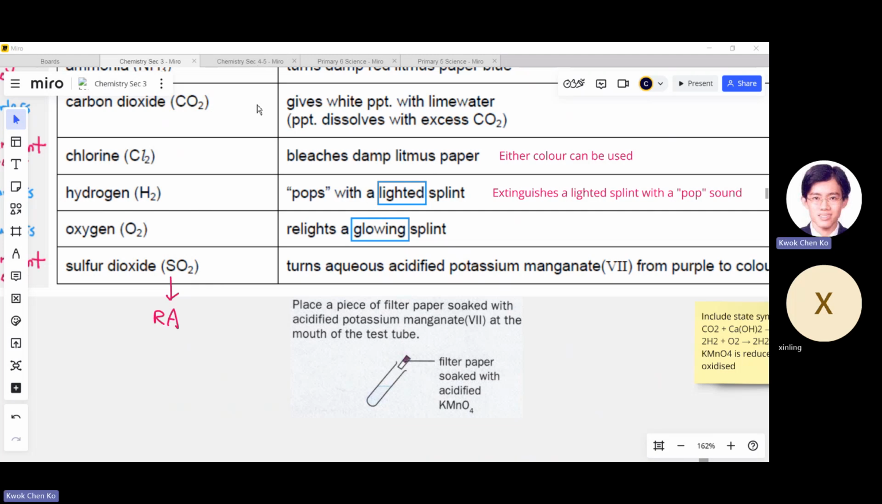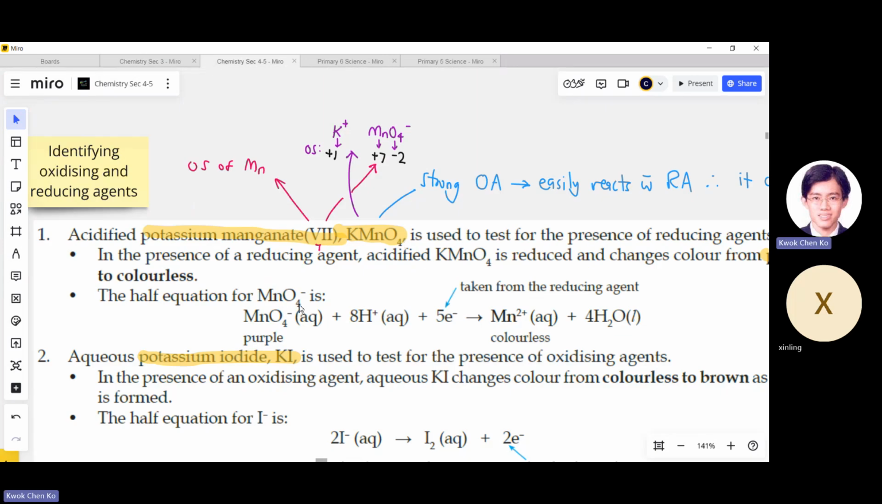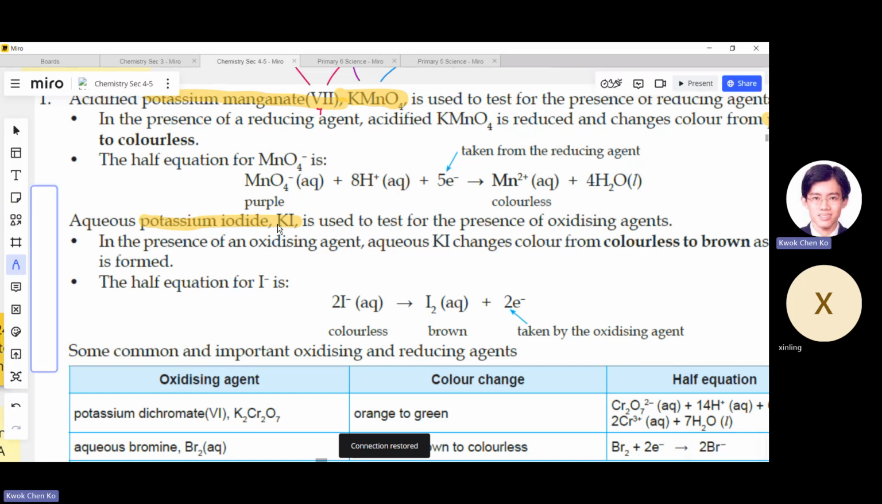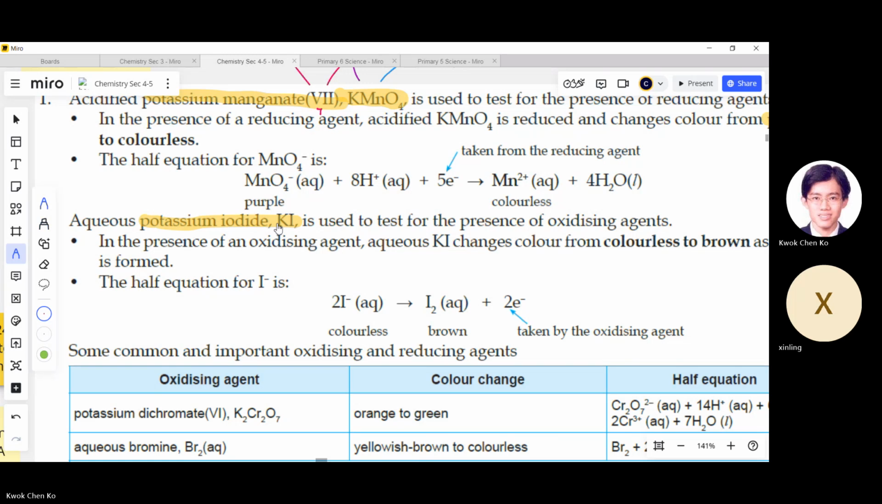Now, let's look at the second one, potassium iodide. This one comes up all the time. Make sure you're familiar with this, potassium iodide. Why? Because it tests for oxidizing agent. Let me wait for this to be restored. Okay, so take note, this can come up in your practical as well. So KI tests for oxidizing agent.